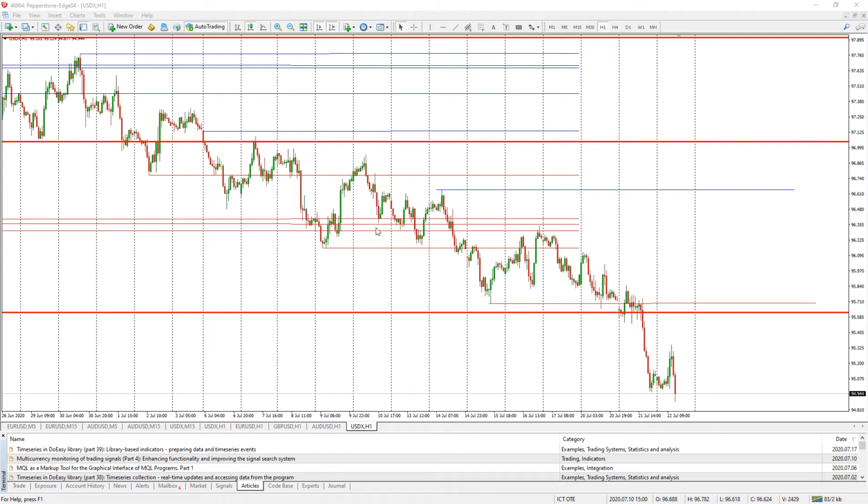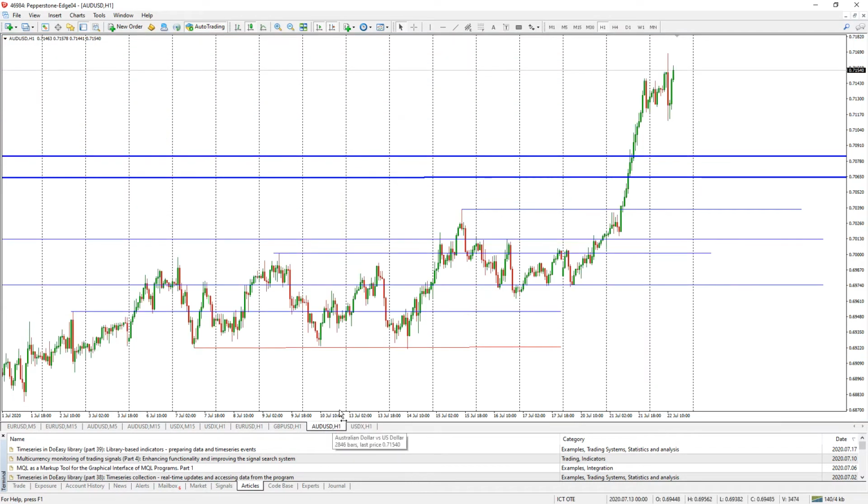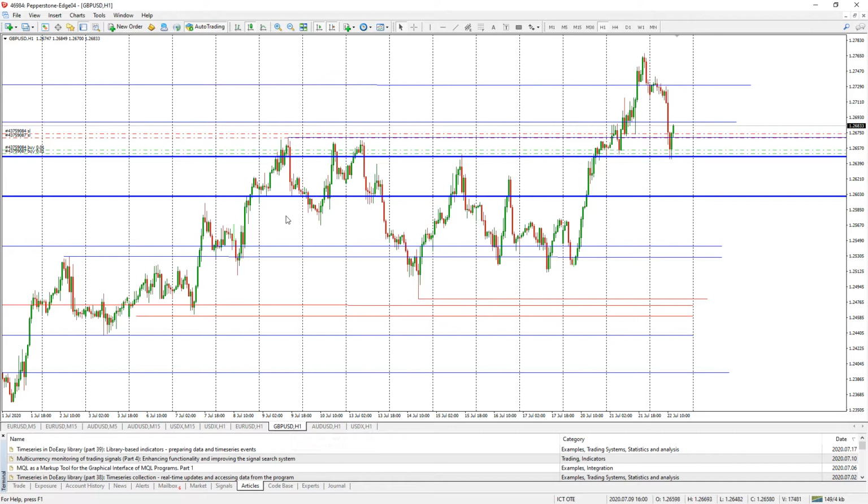So the US dollar index is still going low, breaking monthly lows. I've not put in new lines, but we can see it's breaking lows. So it looks like we're going to have to sell the US dollar versus the other pairs. So let's take a look at Australia. The Aussie is still having strength.